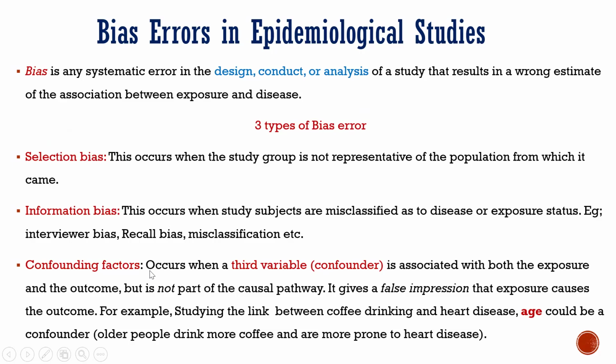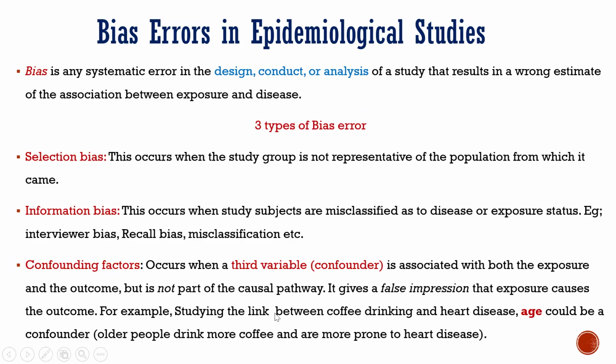Then we have the third type of bias, which is called confounding factors. Confounding factors occur when a third variable, called a confounder, is associated with both the exposure and the outcome, but is not part of the causal pathway. This confounder always gives a false impression that the exposure causes the outcome.